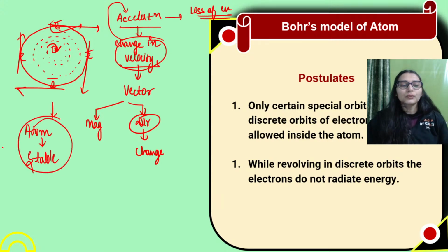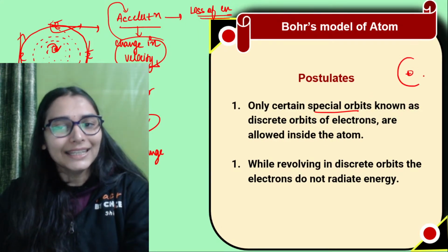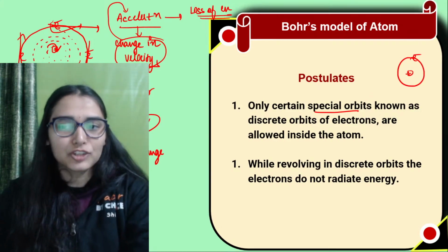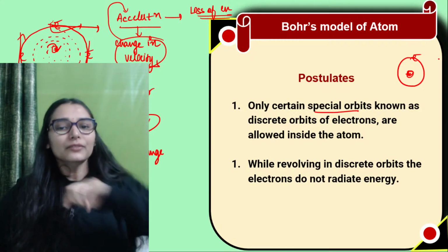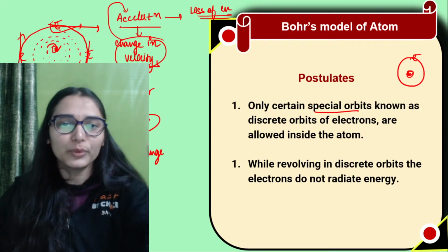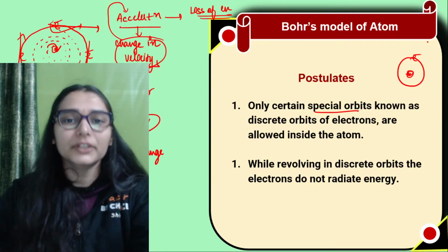So ye Rutherford was not able to explain the stability of atom. He was not able to explain, and uske liye the next scientist that came was Bohr. So Bohr's model of atom, how he resolved this problem. Bohr ने बोला that it's not that electron can revolve anywhere around the nucleus, है ना, जहाँ पर भी मन करेगा वहाँ पर electron cannot revolve. They can only revolve in certain special orbit, and these orbits will be having a fixed amount of energy.